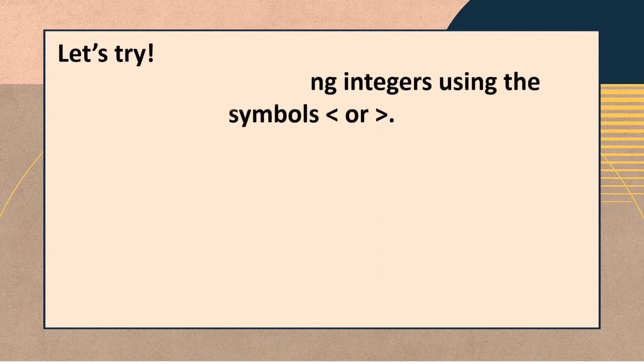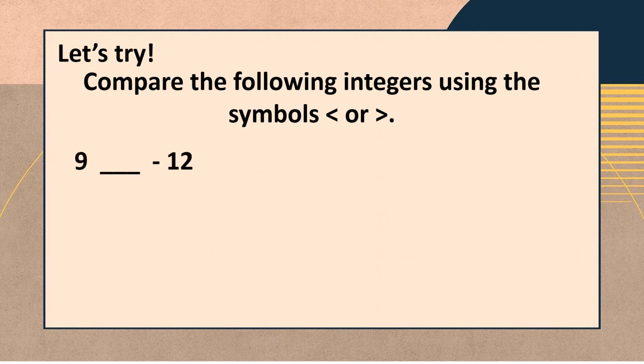Okay, let's try to compare the following integers using the symbols less than or greater than. Number 1, 9 blank negative 12. So the answer is greater than. 9 is greater than negative 12. Next is negative 13 blank negative 6. So the answer is less than. Negative 13 is less than negative 6.